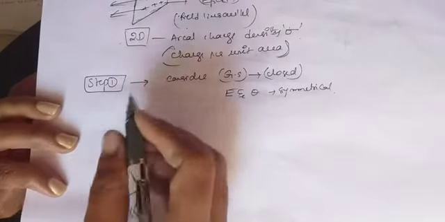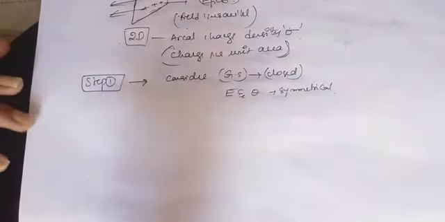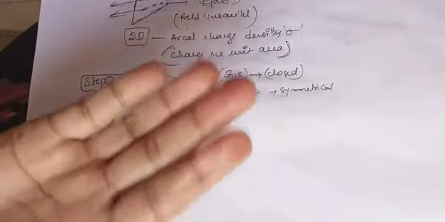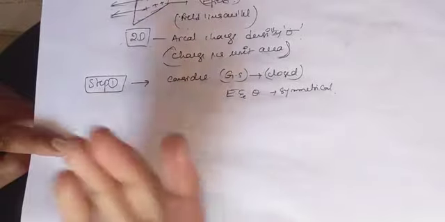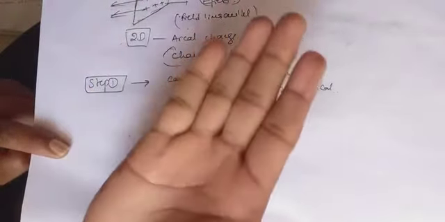Let us consider this sheet. If this is the sheet, from the side view the sheet is like this, and these are the electric field lines.